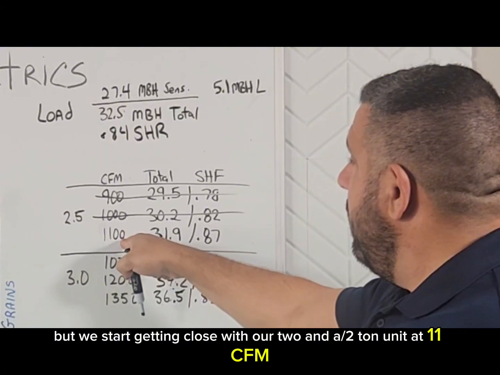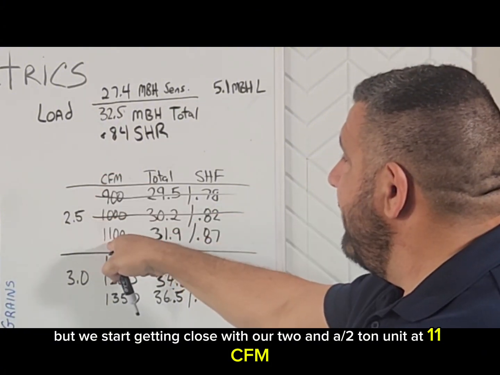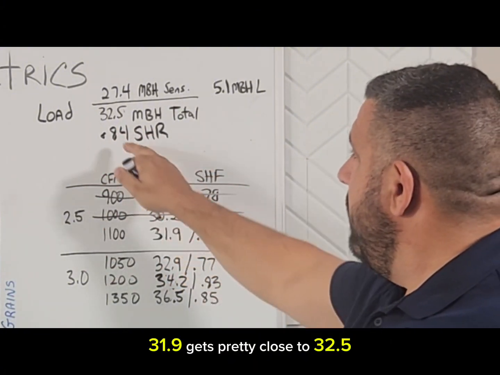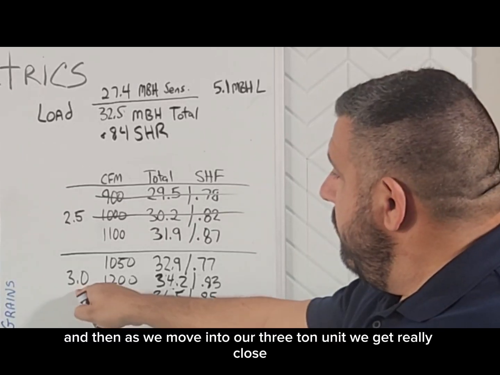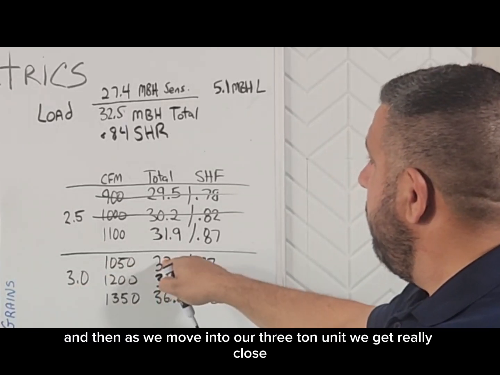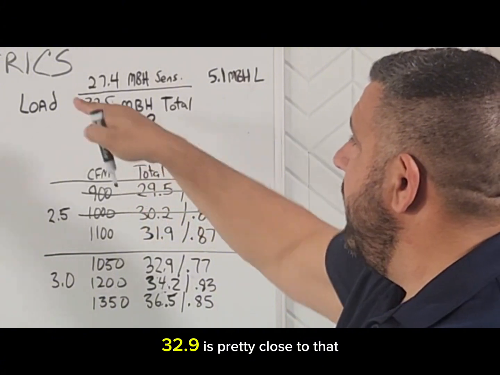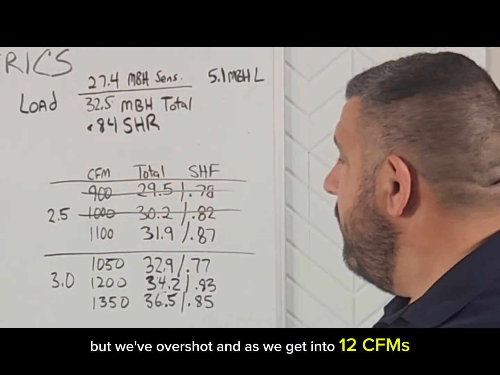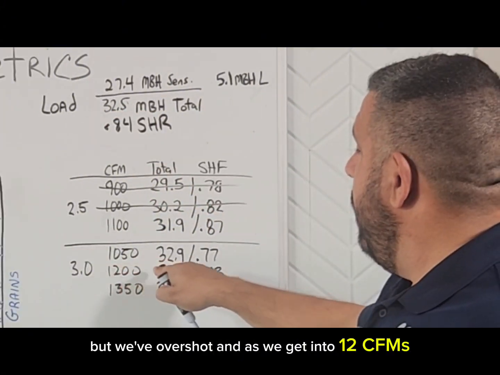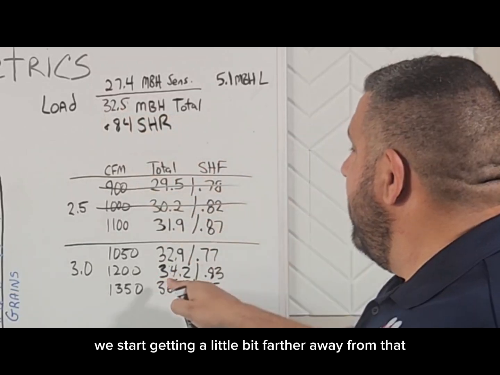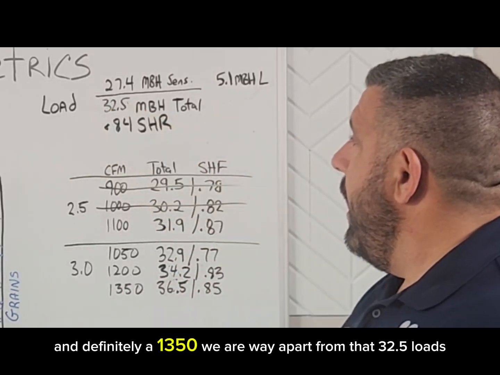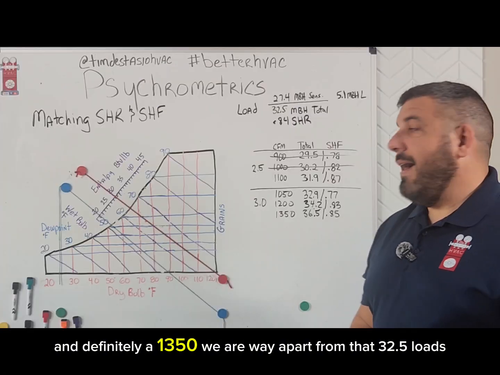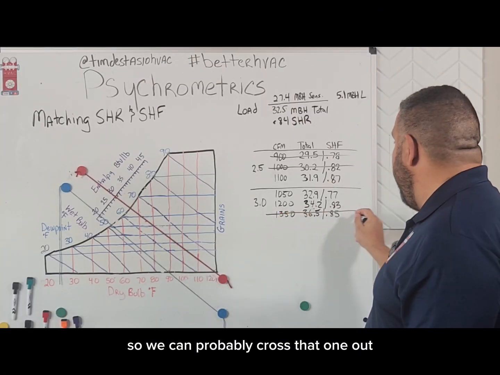But we start getting close with our 2.5 ton unit at 1,100 CFM. 31.9 gets pretty close to 32.5. And then as we move into our 3-ton unit, we get really close. 32.9 is pretty close to that, but we've overshot. As we get into 1,200 CFM, we start getting a little bit farther away from that. And definitely at 1,350, we are way apart from that 32.5 load. So we can probably cross that one out.